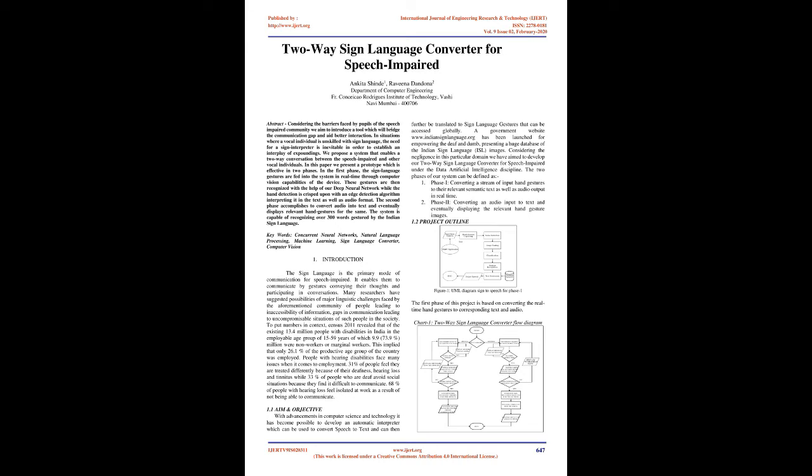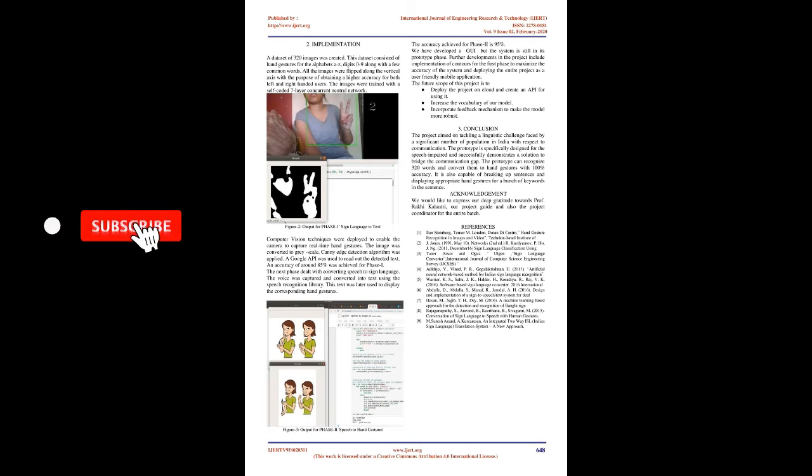1.1 Aim and Objective. With advancements in computer science and technology, it has become possible to develop an automatic interpreter which can be used to convert speech to text and can then further be translated to sign language gestures that can be accessed globally. A government website, www.indiansignlanguage.org, has been launched for empowering the deaf and dumb, presenting a huge database of Indian Sign Language, ISL, images. Considering the negligence in this particular domain, we have aimed to develop our two-way sign language converter for speech-impaired under the data artificial intelligence discipline.